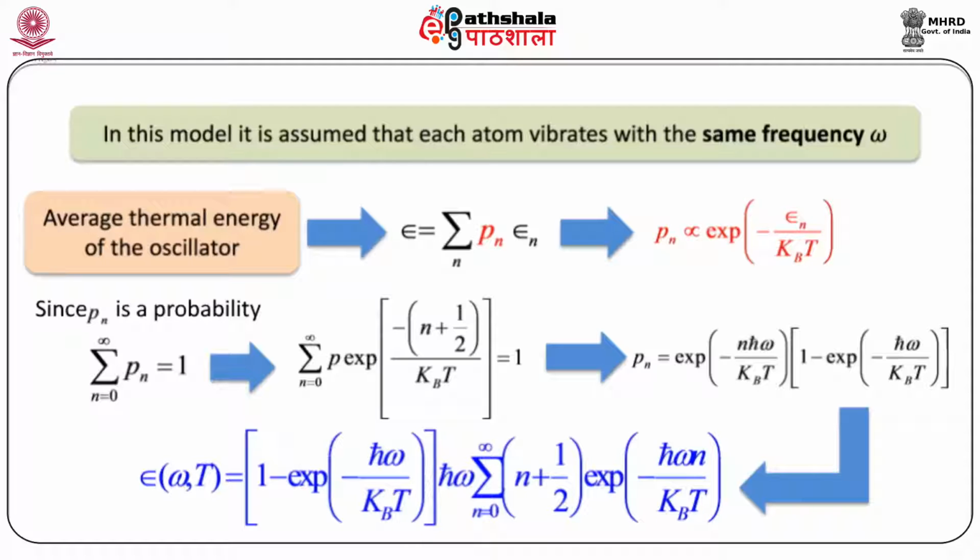Substituting this expression for Pn back into the expression for the energy leads to the following: epsilon as a function of omega and T is equal to [1 minus exponential minus h cross omega divided by kBT] multiplied by h cross omega multiplied by the summation over n equal to 0 to infinity of (n plus half) exponential minus h cross omega n divided by kBT.